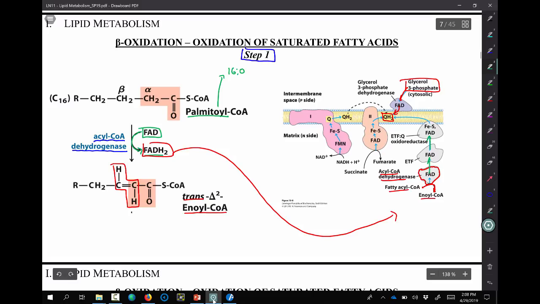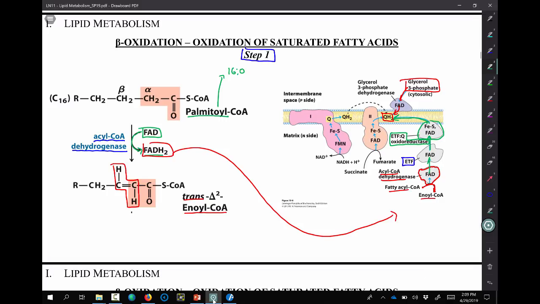This enzyme is called ETF, and it will take electrons from acyl-CoA dehydrogenase. If you're really curious, ETF stands for electron transferring flavoprotein. It has a flavin nucleotide in it. It's going to take electrons from acyl-CoA dehydrogenase and transfer those to another enzyme, this guy right here, called ETF-Q oxidoreductase, which is going to take electrons from ETF and pass them on to Q, making QH2.